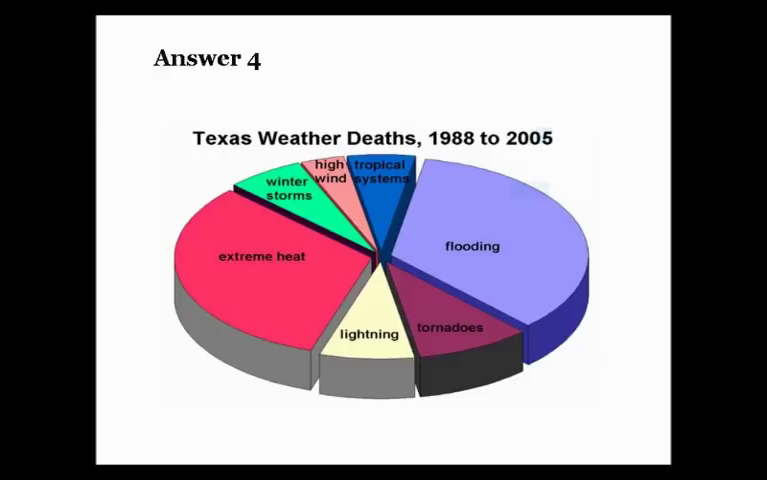The pie chart gives information about the Texas weather deaths from 1988 to 2005. To begin with, we can see that there are categories in comparison, which are flooding, tornadoes, lightning, and so on. According to the graph, the largest proportion goes to flooding and extreme heat at 60%, while the smallest proportion goes to high wind at 10%. Last but not least, for the rest of the categories, the numbers are ranging from 15% to 30%. In conclusion, this is a very useful graph and help us to understand the death distribution.